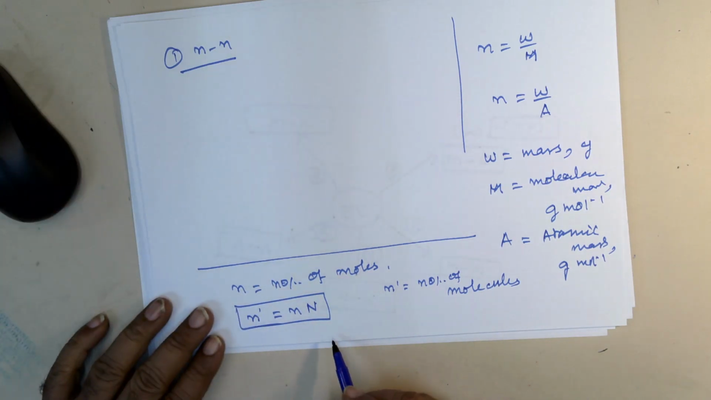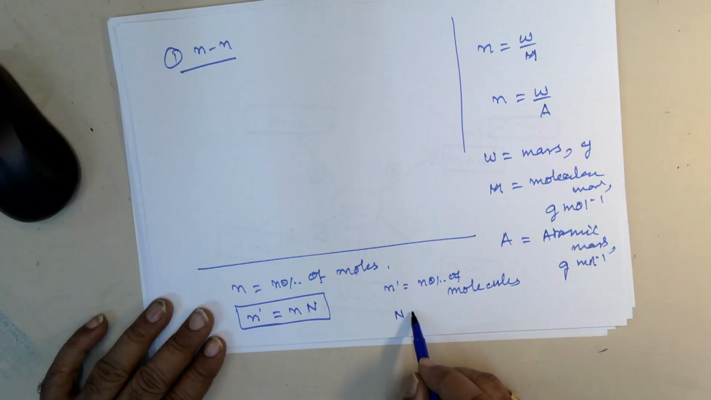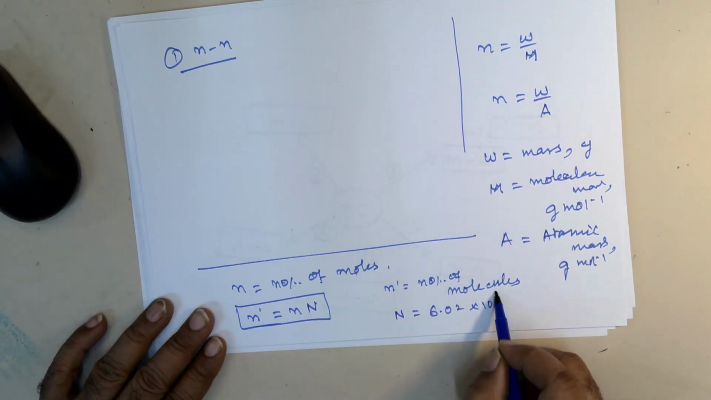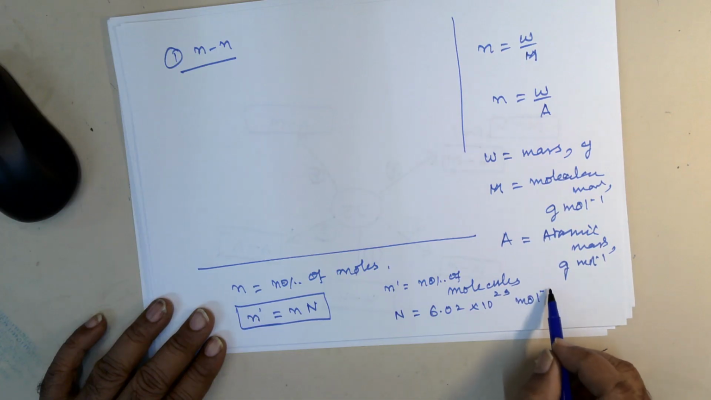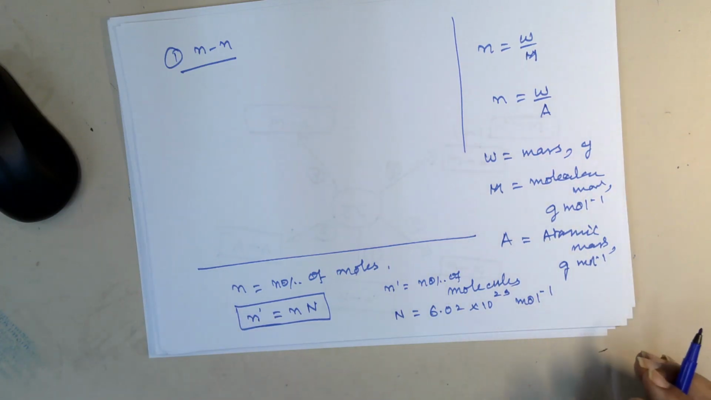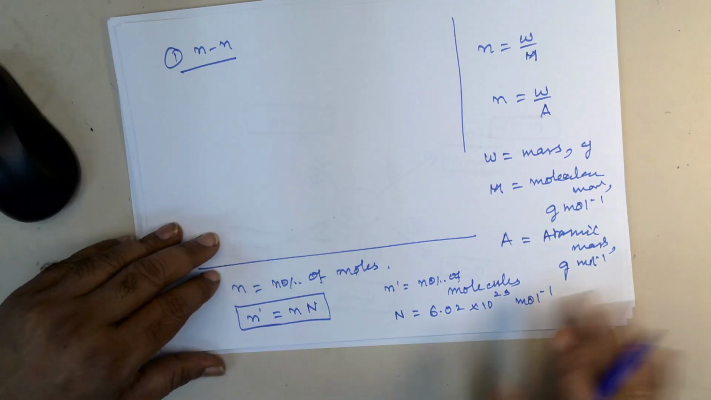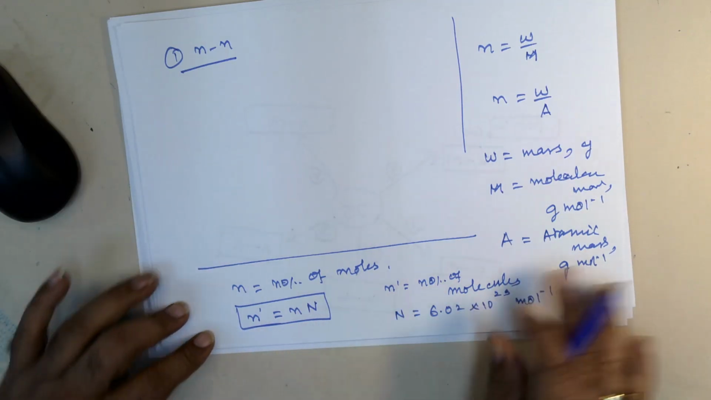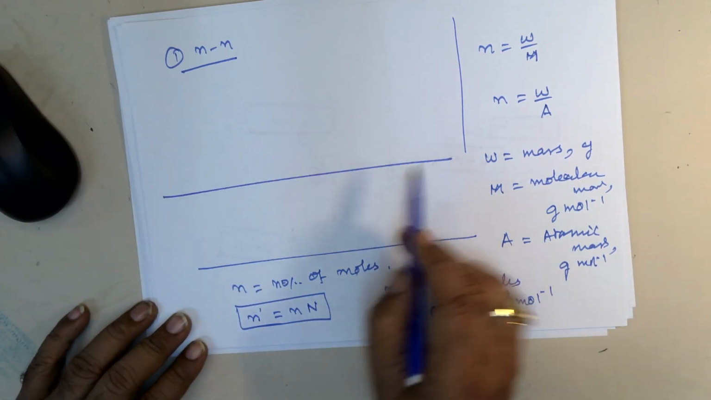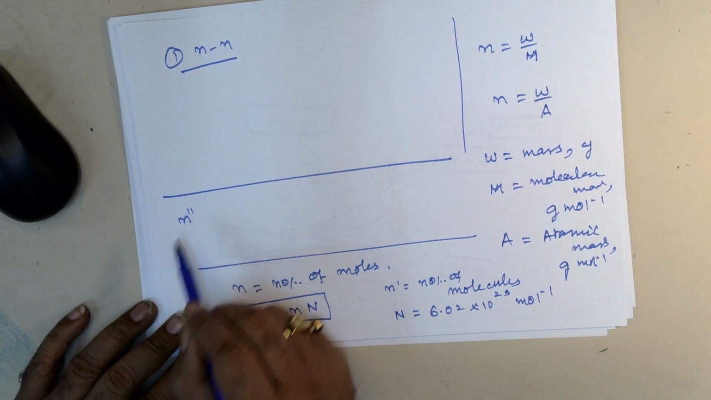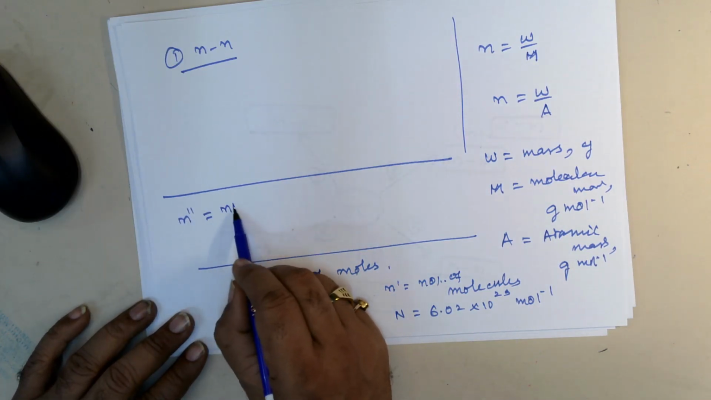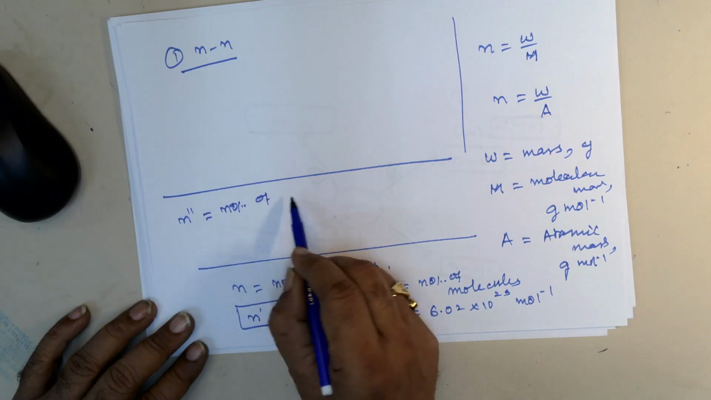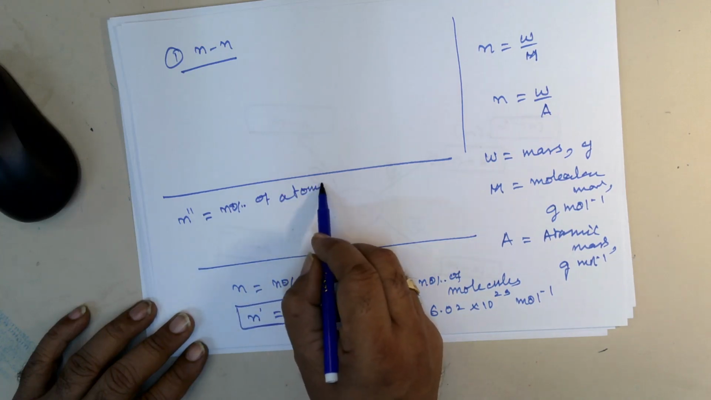It is simply mole. And what is Avogadro's number? N. That is 6.02 into 10 power 23 per mole. You have to say some quantity per mole. That's all. Okay. And similarly, you have another equation also. For instance, N double dash. What do you mean by double dash? That represents number of atoms.